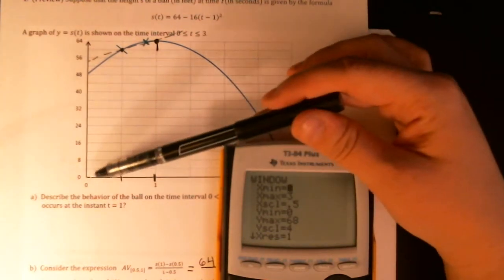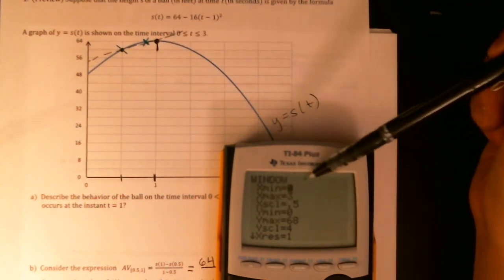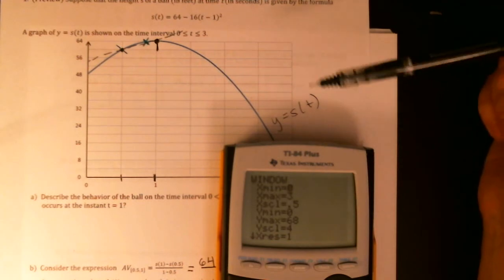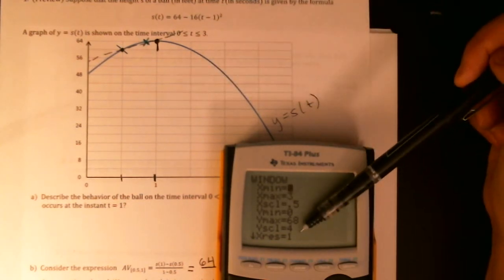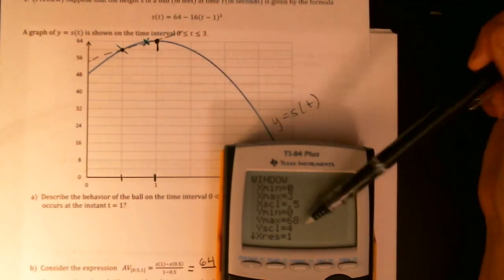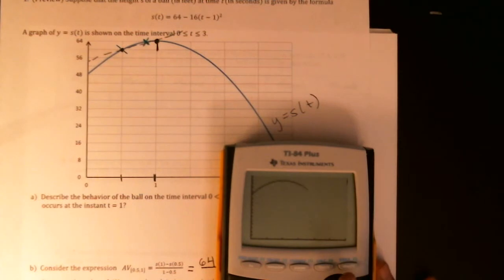And then I want my y's to go from 0 to 64, but I'm actually bumping them up just a little bit because when a point is right at the top of your screen, sometimes it's a little hard to read cursors and stuff. So giving myself a tiny bit of extra room, and then the tick marks were 4 here, so I've made them 4 here. Okay, so once you've done that, you can hit graph.